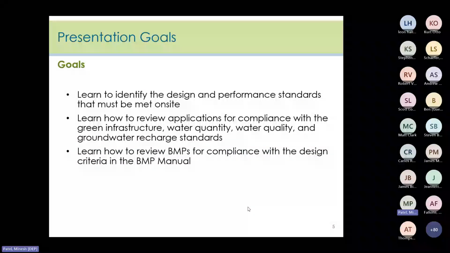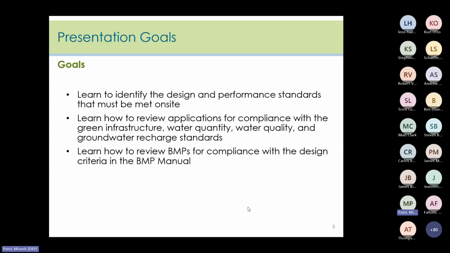Here are the goals of this presentation, which are, by no coincidence, the goals of a successful project review. We want reviewers to be able to identify the design and performance standards that must be met on site, review applications for compliance with green infrastructure, stormwater quantity, stormwater quality, groundwater recharge standards, and review BMPs for compliance with the design criteria in the BMP manual.